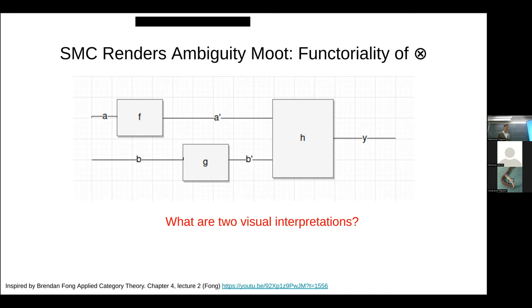Okay, how about here? What are two visual interpretations of this? Okay, you're doing awesome. Let's make sure someone else's voice gets heard. So what are two possible interpretations of this? Remember, empty wires are identity, right? Okay, does someone else want to say something? Try, venture something? I think it's going to be a tensor G. That's one great interpretation. Perfectly good interpretation. What's another possible interpretation?